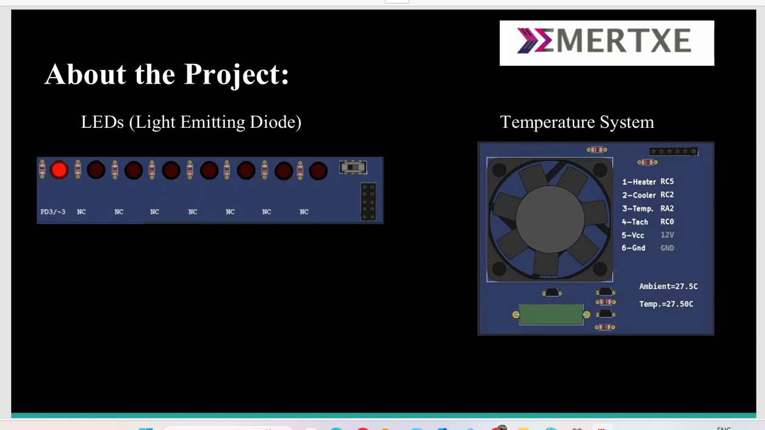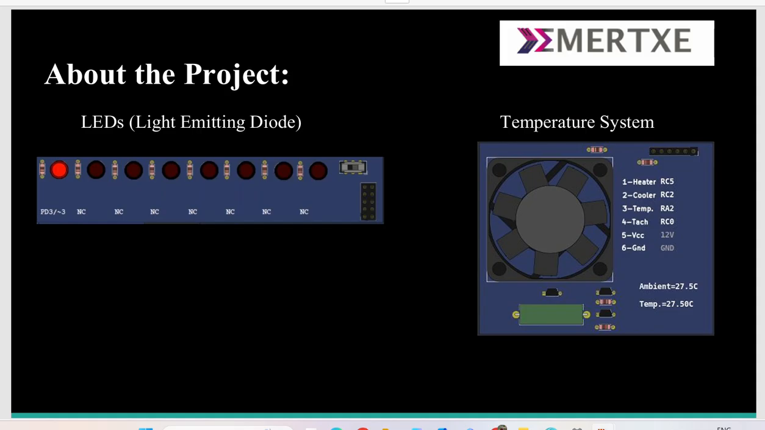Coming to the project components. LEDs means light emitting diodes. LEDs represent home lights. LDR is used to sense light intensity. LDR means light dependent resistor. The temperature system controls heating and cooling. CLCD displays system status. Ethernet W5500 provides Ethernet or internet connectivity.